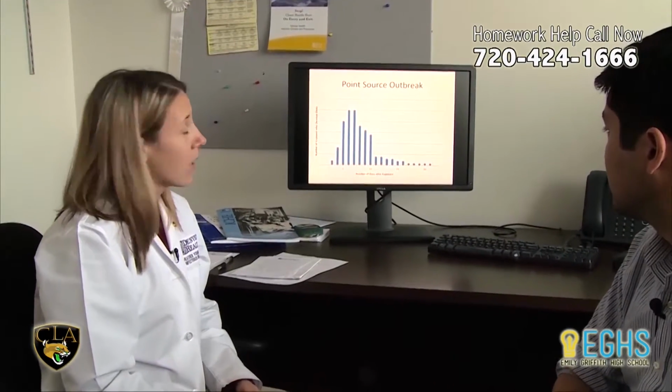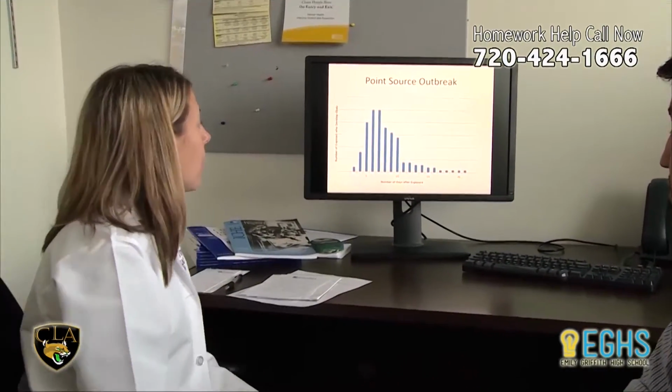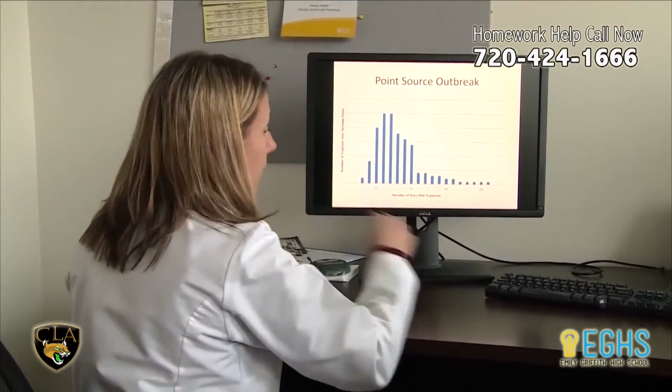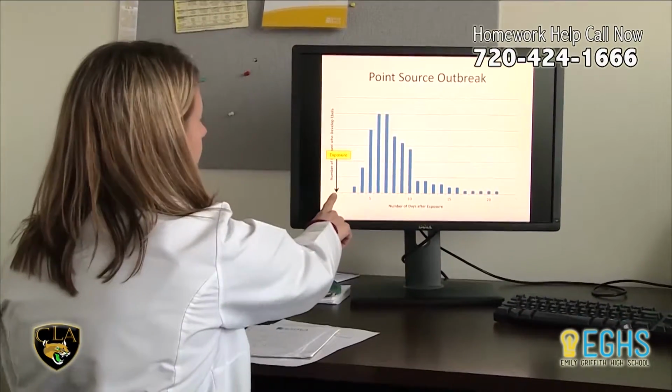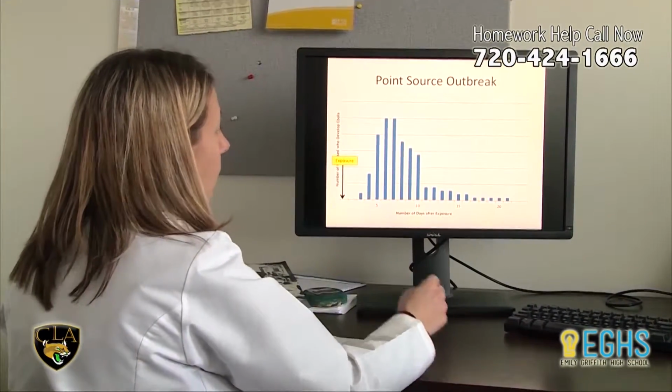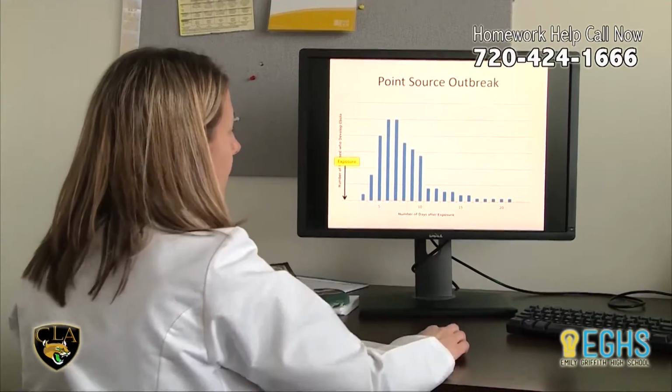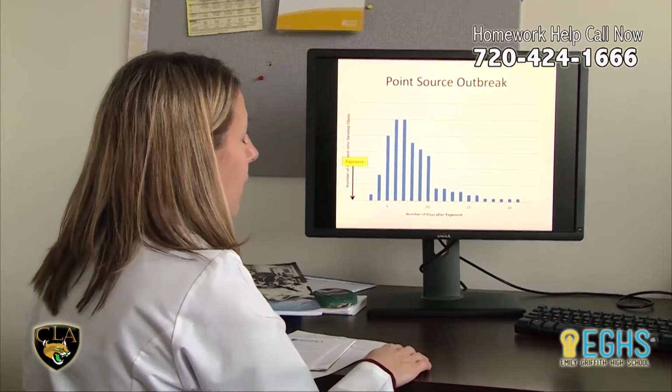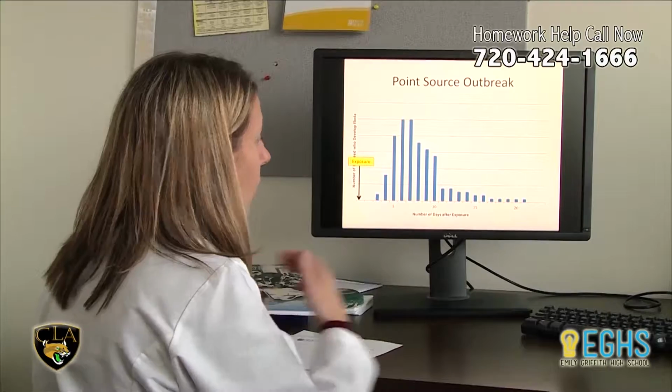Yeah, so one of the ways that we use math in my job is by plotting infections over time. So we can use those graphs to determine where the source of the infection was. So for example, on this graph here, we have an exposure here at time 0, and then we have a number of people who developed the infection later on. And this one would actually be pretty characteristic for Ebola.